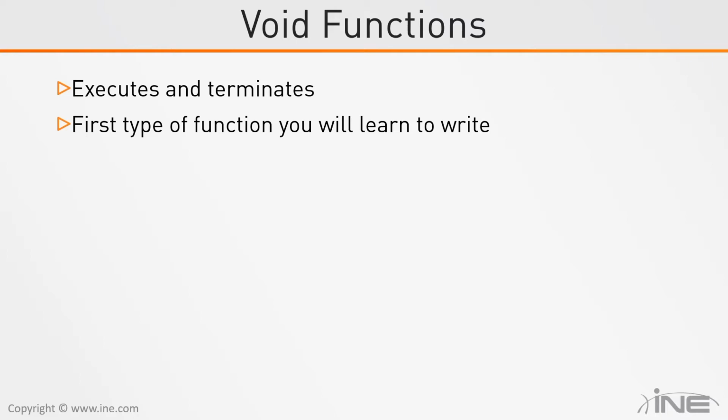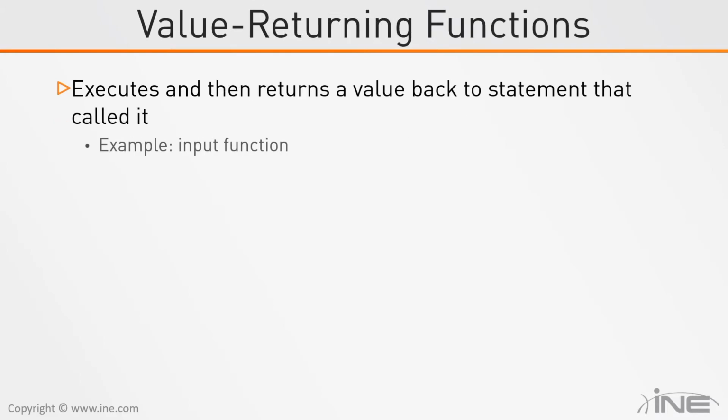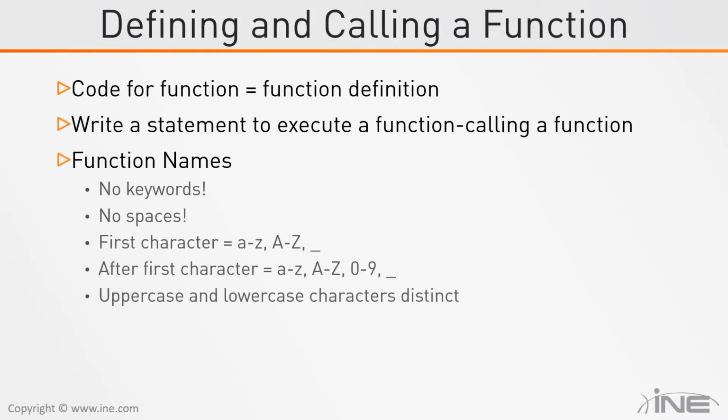Void functions are simply functions that execute and terminate, or in other words, they start and stop. The first type of function that you're going to learn how to write is a void function. A value returning function doesn't just start and stop. It executes, and then it returns a value back to the statement that called it. One example might be an input function. I said earlier that you could create functions and then just call them whenever you like, so you can reuse them as well. The code for a function is called the function definition.